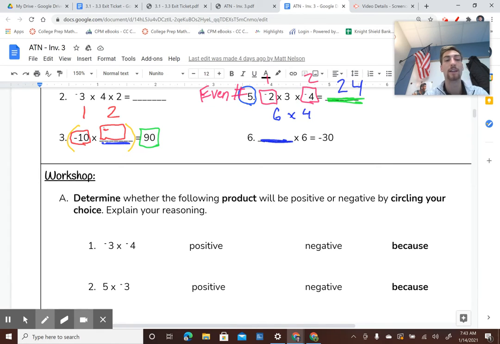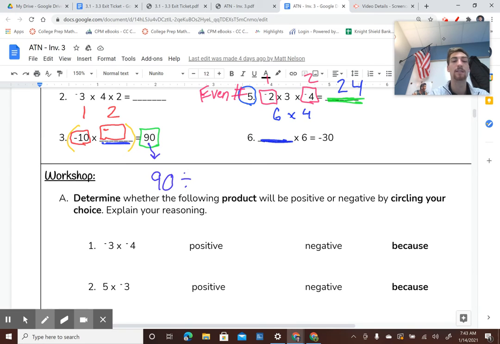And now I have to think about 10 multiplied by what gives me 90. 10 multiplied by what gives me 90? Well, this might be a little tough for me, so I'm actually going to work backwards. I'm going to start with 90, and then think about what the opposite of multiplication is. That would be division.